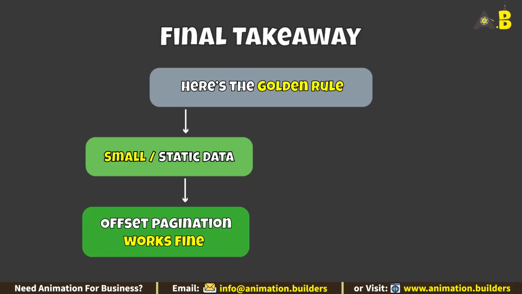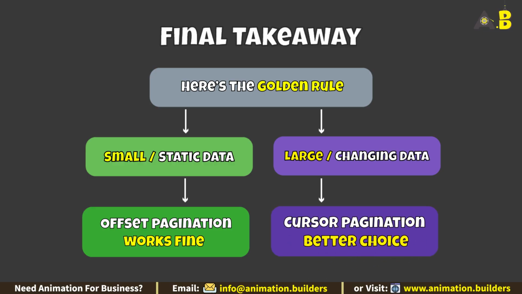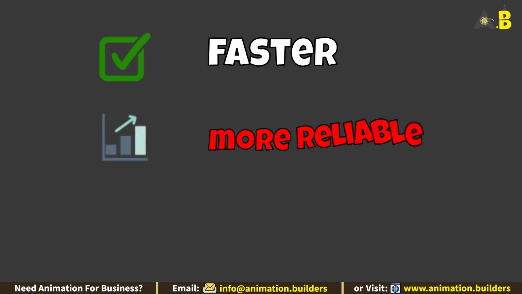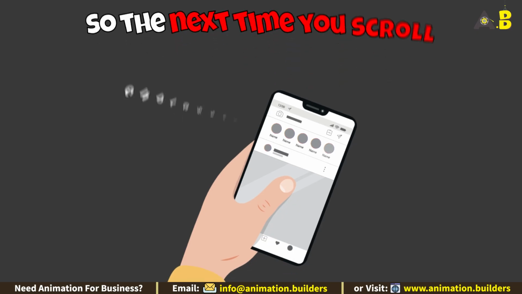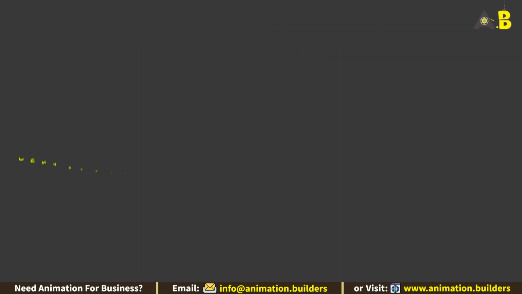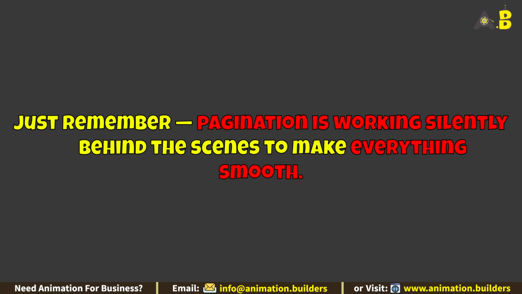Final takeaway. Here's the golden rule: small or static data, offset pagination works fine. Large or constantly changing data, cursor pagination is the better choice. It's faster, more reliable, and built for real-world applications. So the next time you scroll endlessly in an app, just remember, pagination is working silently behind the scenes to make everything smooth.